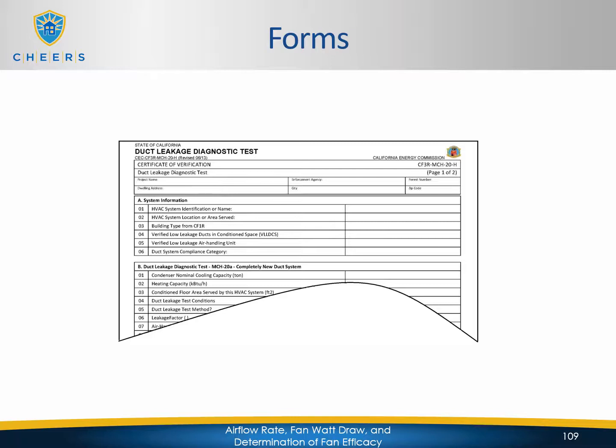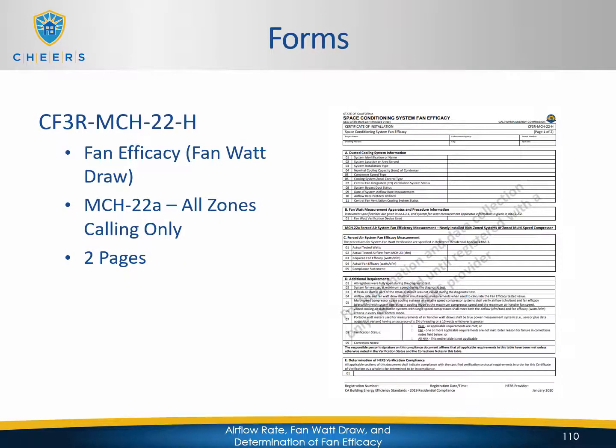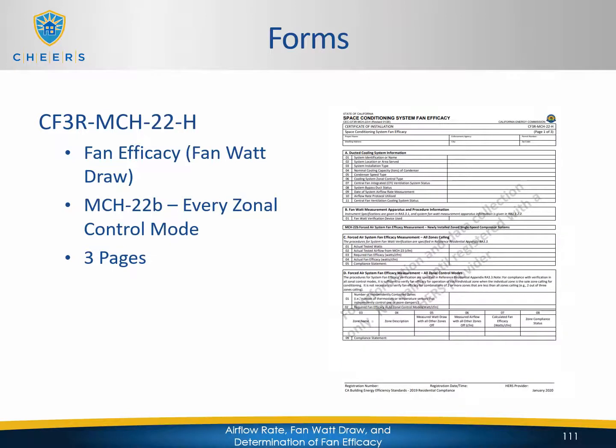And now we're going to be mentioning the forms used and associated with the test we just talked about. The CF3R MEC 22H is the verification form for fan efficacy or fan watt draw. And the MEC 22A version is for the all zones calling only method. It's 2 pages long. The MEC 22B variant is for every zonal control mode and is 3 pages long.